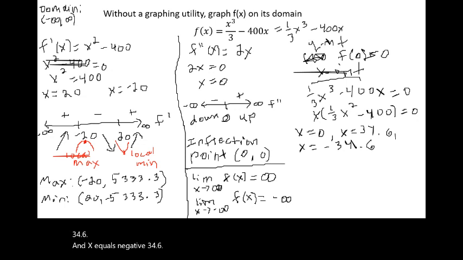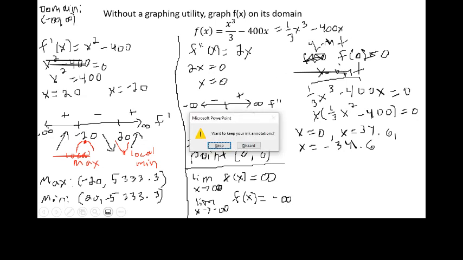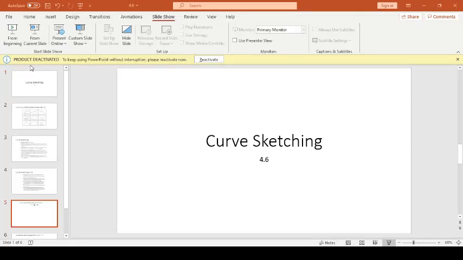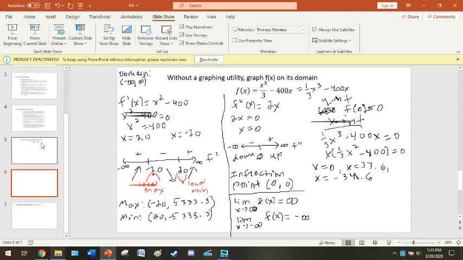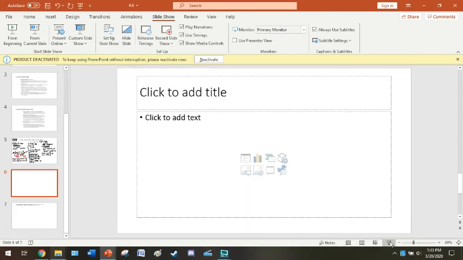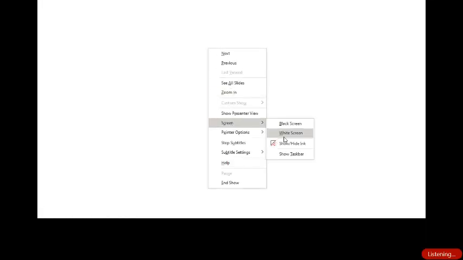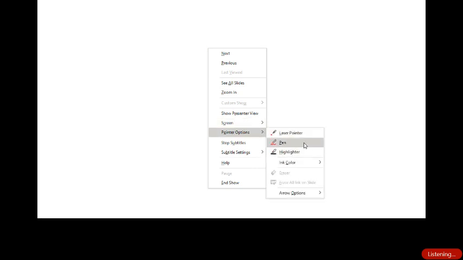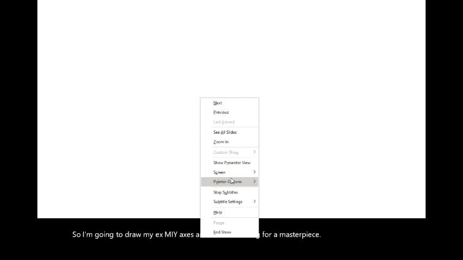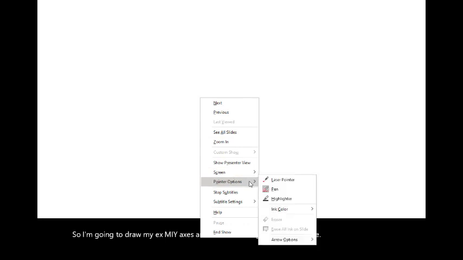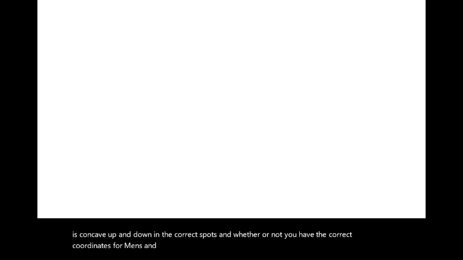So then we're going to pull this all together into an actual graph. So what I am going to do here is I'm going to put this on a separate slide. Give me 1 second. And we're going to put all of that onto a graph. So I'm going to draw my x and my y axes, and I'm not looking for a masterpiece at all. I'm looking for whether the function is increasing and decreasing in the correct spots, whether it is concave up and down in the correct spots, and whether or not you have the correct coordinates for mins and maxes and x-intercepts and y-intercepts, etc.